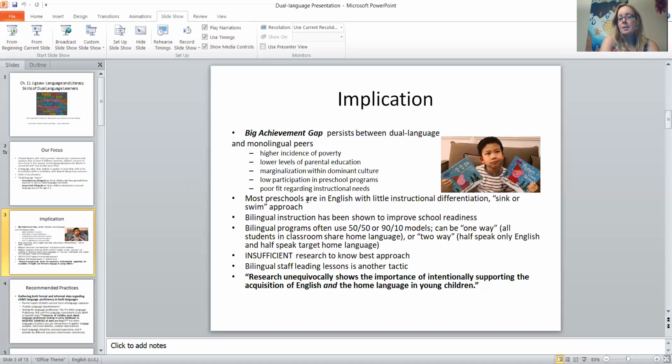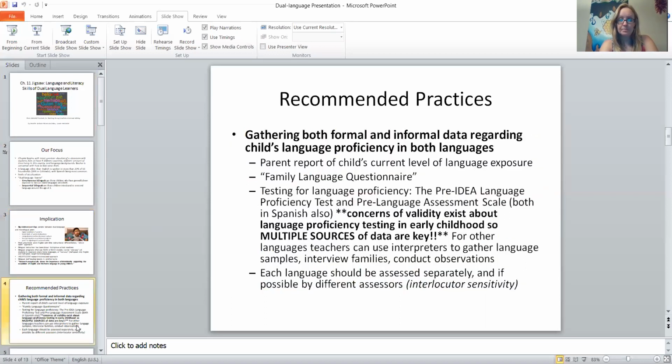But they all mention that bilingual staff leading lessons is a tactic that they all mention. So that's definitely an important part of them. And I put this little picture of this guy up here with the Peppa Pig book in both languages, because research unequivocally shows the importance of intentionally supporting the acquisition of English and the home language in young children. And that's something I'm going to be discussing more further in my PowerPoint.